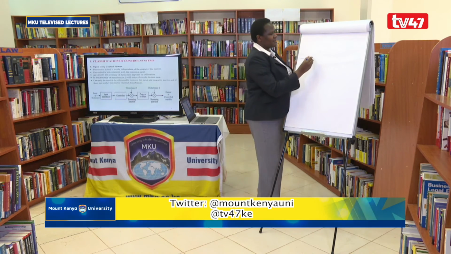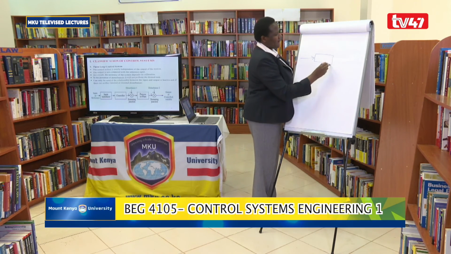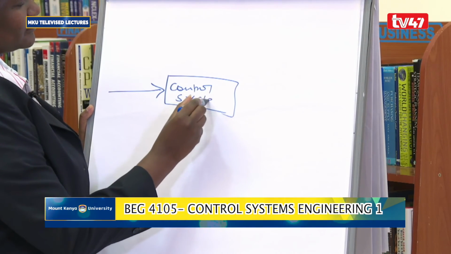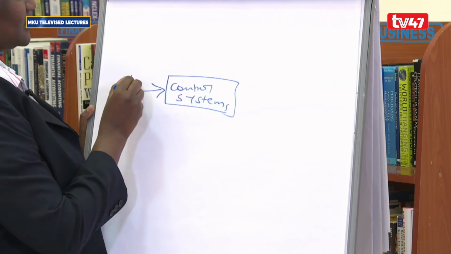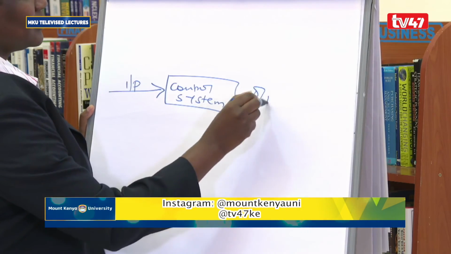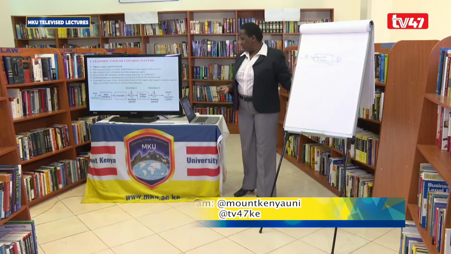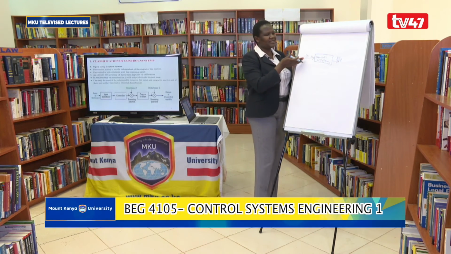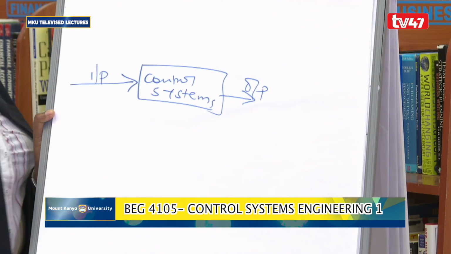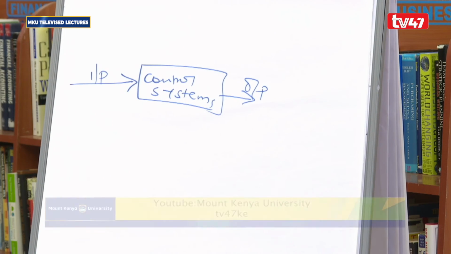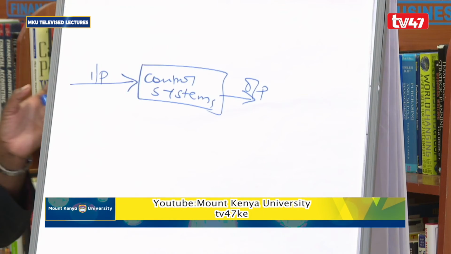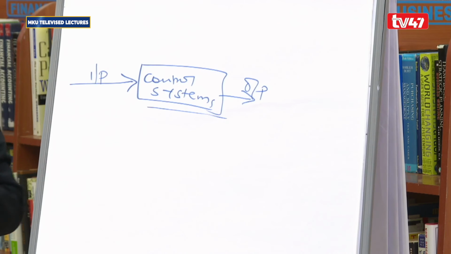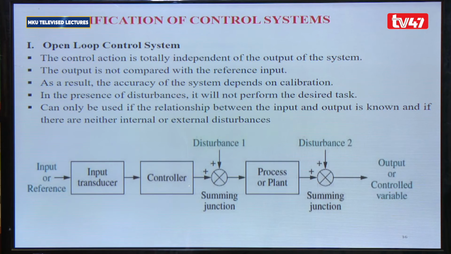So if we have this, our control system, this is our input and our output. You find that in open loop control systems, whatever comes out is none of its business. Whether it is good or bad, it depends on the operator to judge. That is the work of the open loop system. After controlling, whatever comes out is the work of the operator to judge whether it is okay or not.